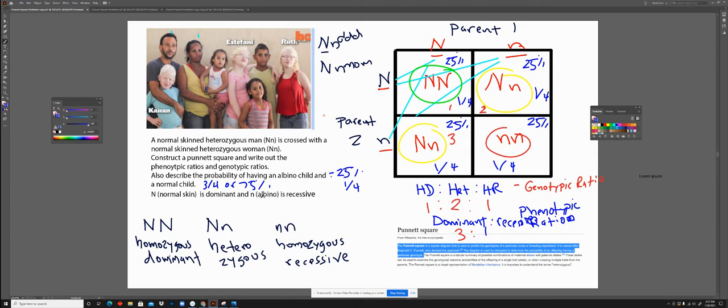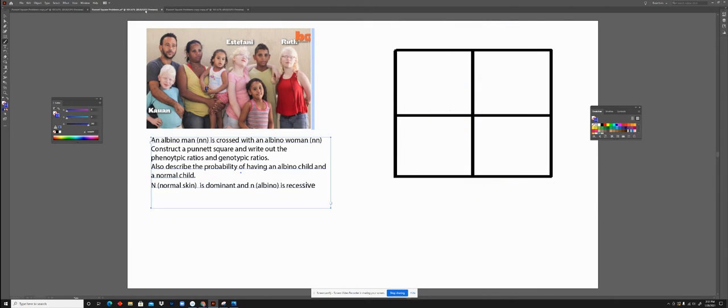So I'm going to do one more. And this is different. An albino man is crossed with an albino woman. Construct a Punnett square. Basically the same exact thing. So I want you to pause the video right now and try it on your own. Try to do the same ones. All right, pause it right now.